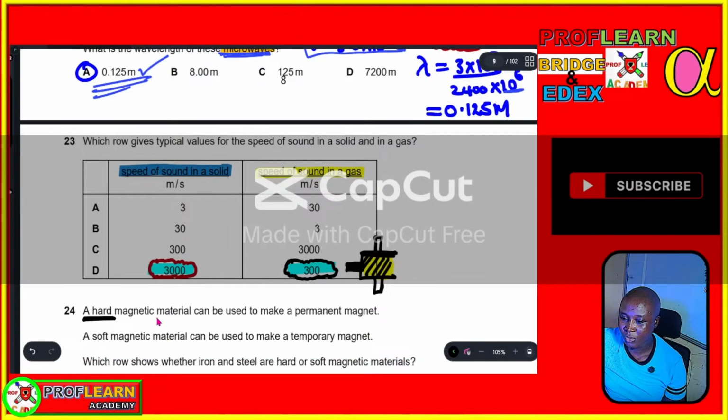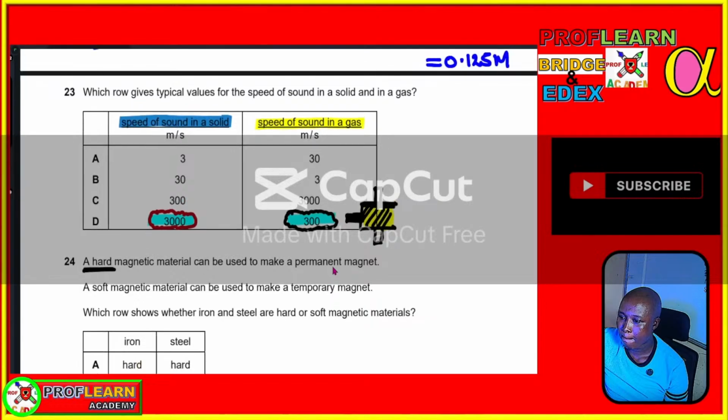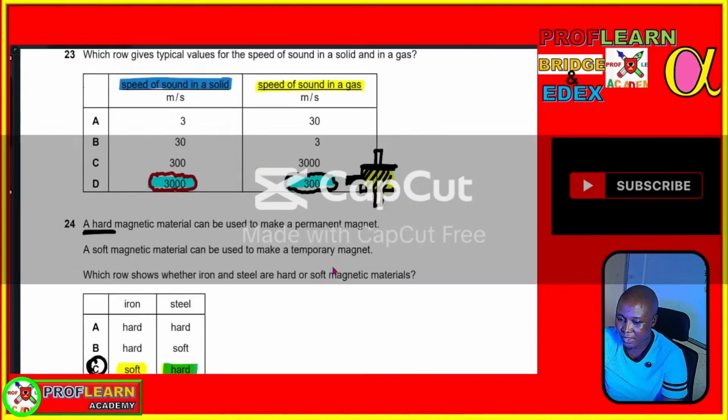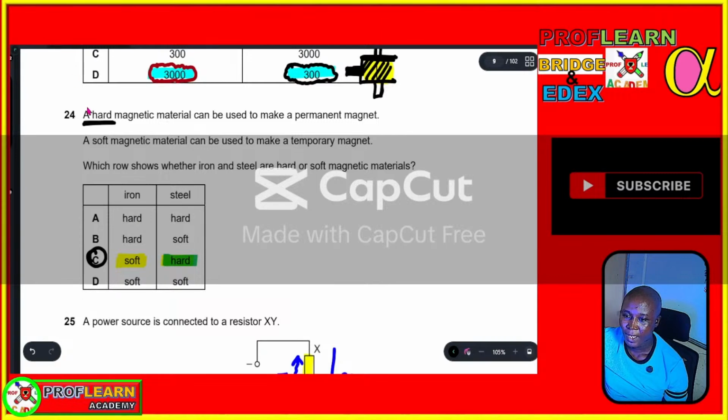Speed of sound in a solid is approximately 3,000, and speed of sound in a gas approximately 300. Yes. Question number 24. Hard magnetic materials can be used to make permanent magnets.